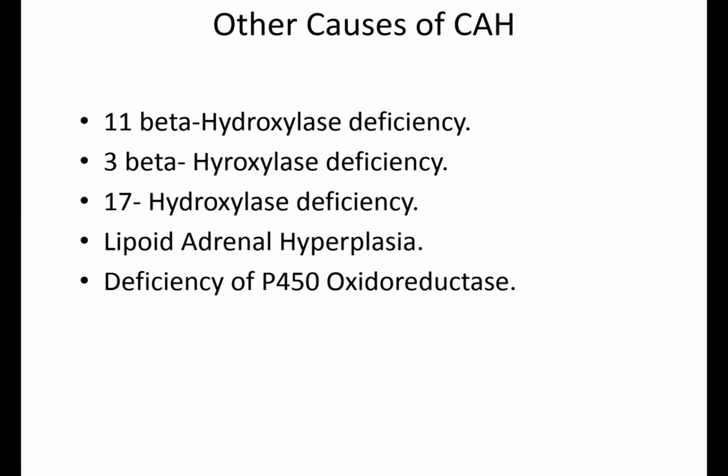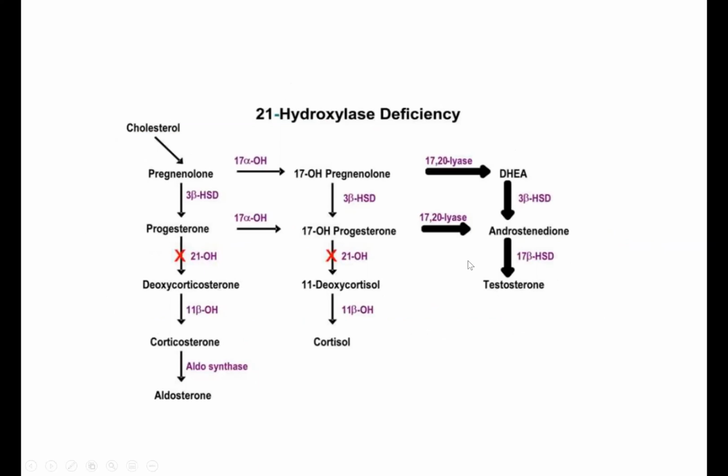Now, the other cause of CAH. There are many enzymes in this pathway. So we have the 11 beta hydroxylase enzyme, the 3 beta HSD enzyme, and the 17 alpha hydroxylase enzyme. There are also the proximal steps, where cholesterol gets converted into pregnenolone: the StAR protein, and the cytochrome P450 side chain cleavage enzyme deficiency as well. So anywhere along this pathway, the enzyme may be deficient, and we might get different manifestations.